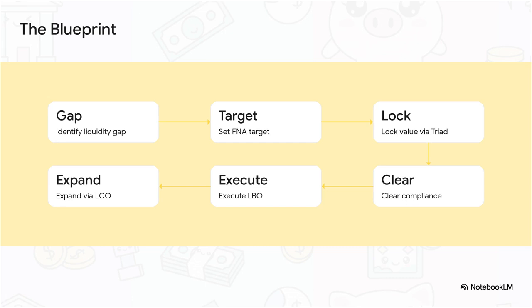We started with a massive liquidity gap, a client with just $3,000 in cash. We set our F&A mathematical target. We algorithmically locked the value using the triad of trust. We cleared a grueling compliance gauntlet, vaulted the assets, and executed the leveraged buyout to secure the real estate. Finally, we pledged the property back into the pool to expand the base via the LCO, generating the actual construction surplus. And all of this was powered by a 418-piece proof set that never once had to be sold on eBay.